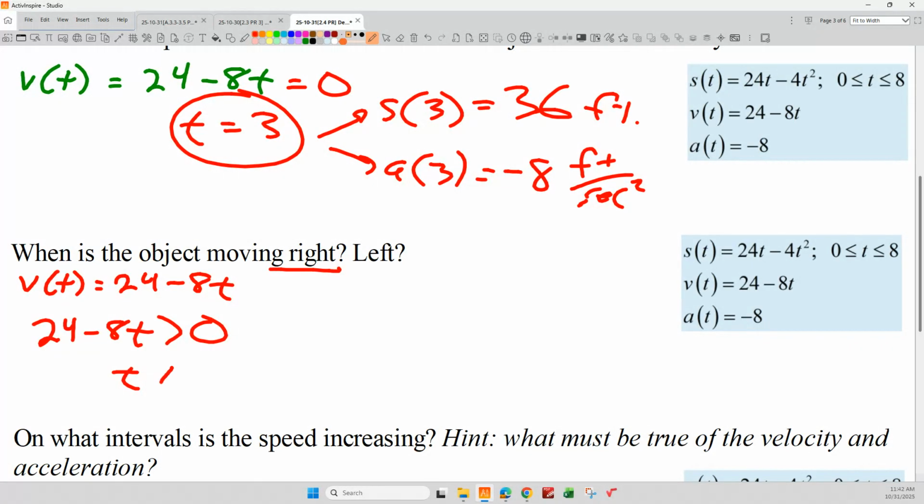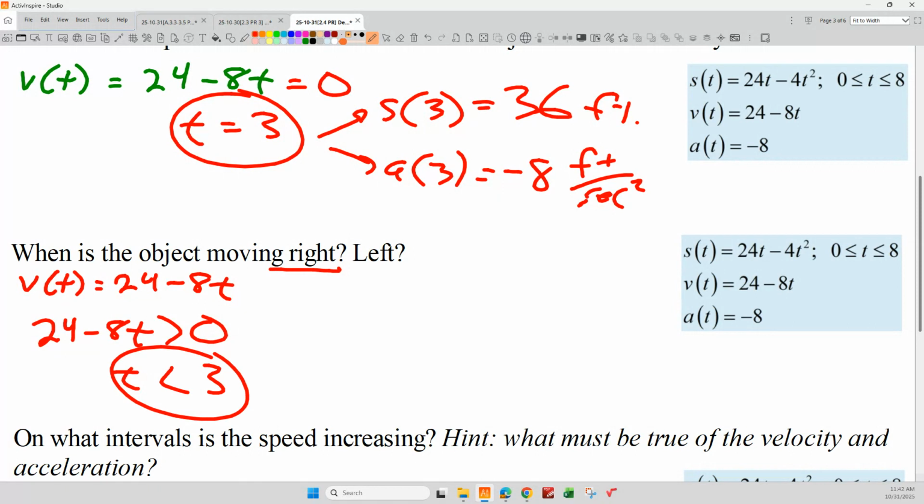It's going to flip that sign, right? I'm going to get negative 24 divided by negative 8. Am I just going to get that if I solve that? How about that? So t is less than 3. Now, our domain starts at 0. So when would the object be moving to the right then? When t is what?